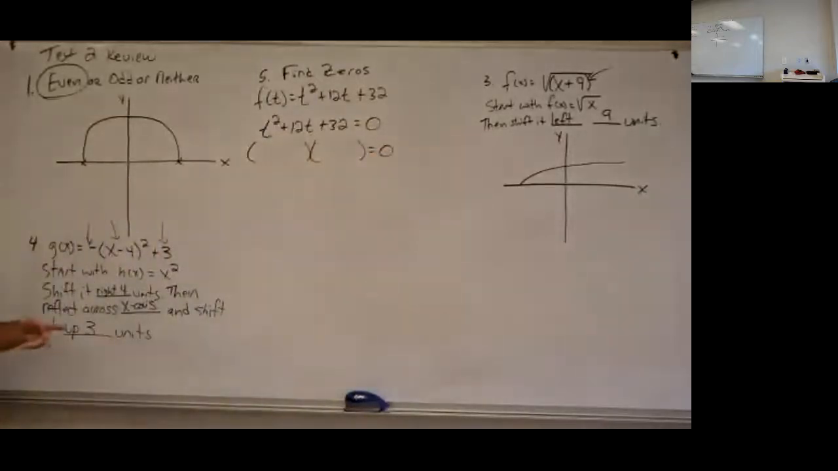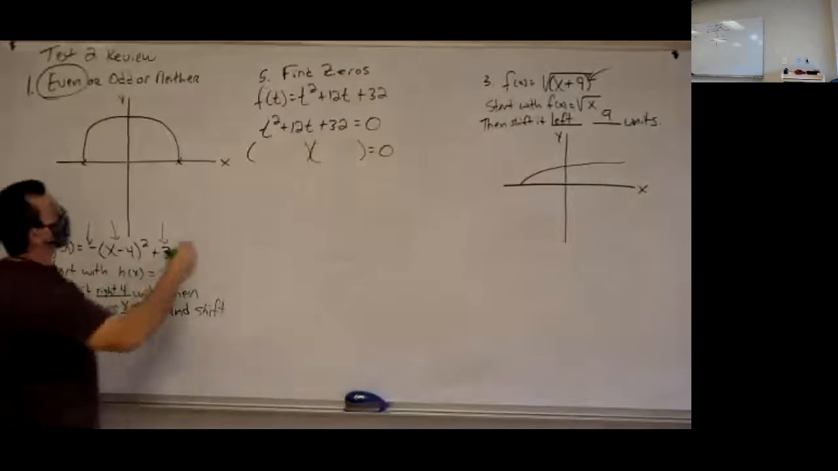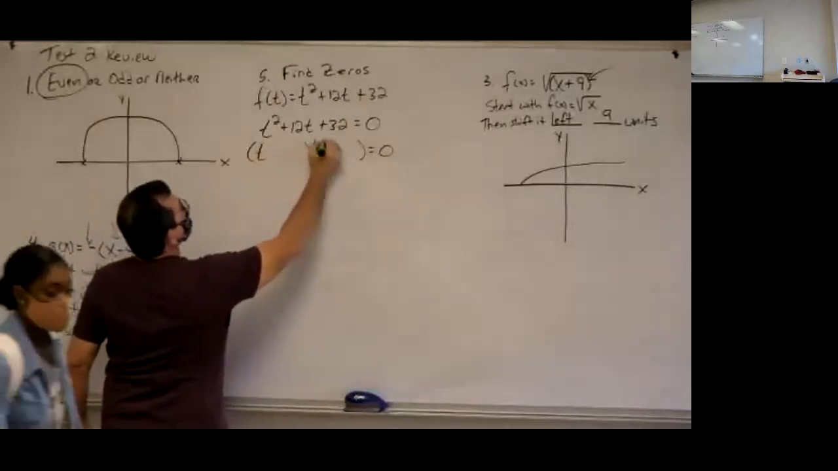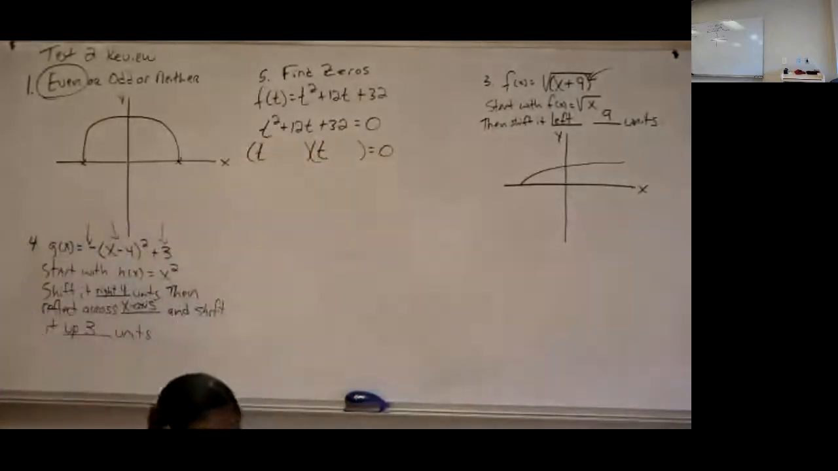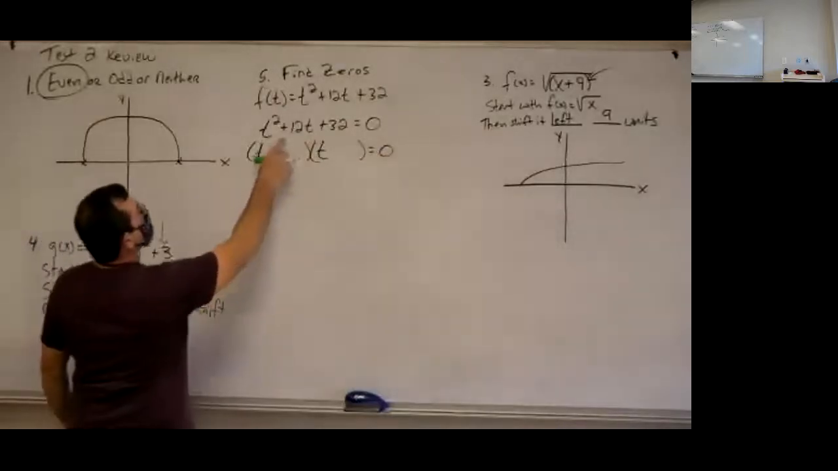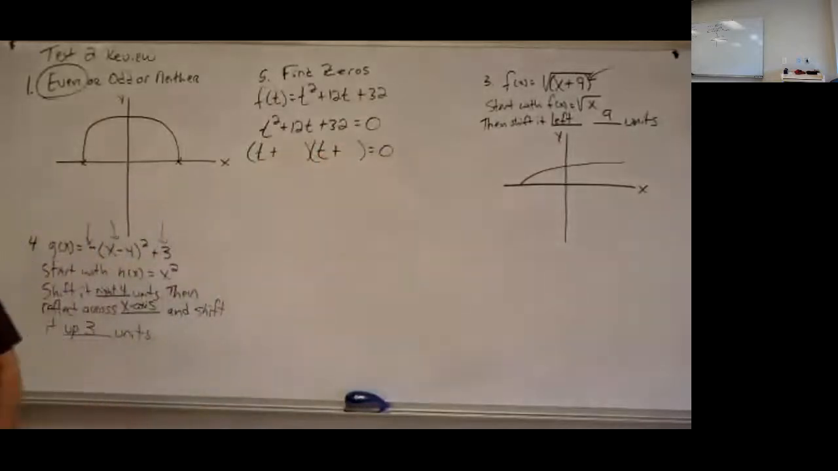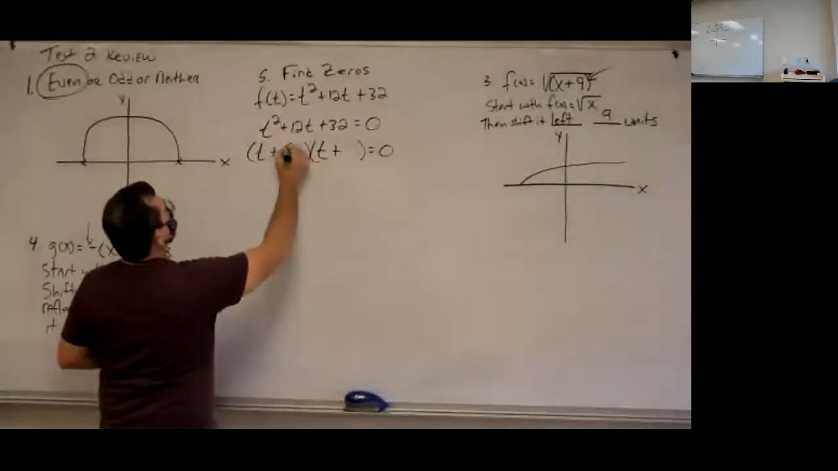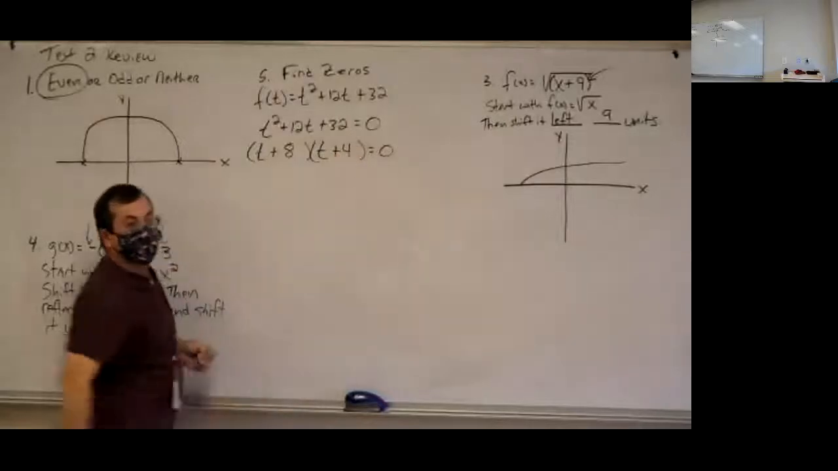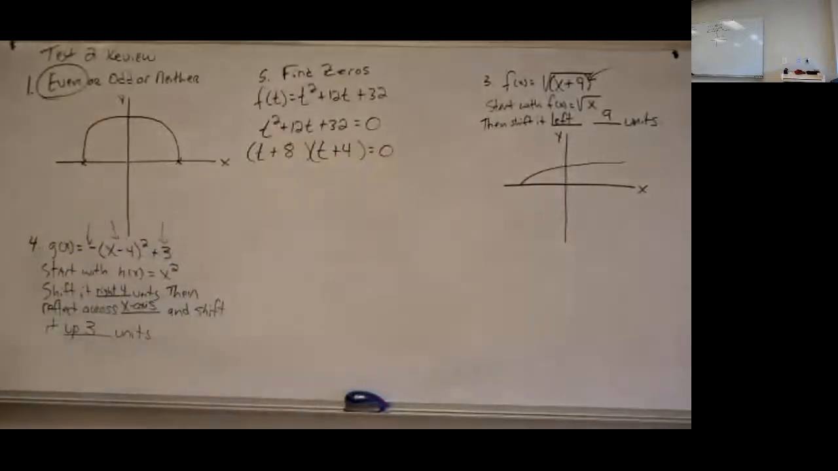So I got a t squared in the front. That's going to give me a t and t in both of my parentheses. That 32 is positive, so anytime the last number is positive, both of these will have the same sign as the 12, which is both going to be positive. So how about factors of 32 that'll give me 12? It'll be what, 8 and a 4? Add to 12, and multiply to get 32.